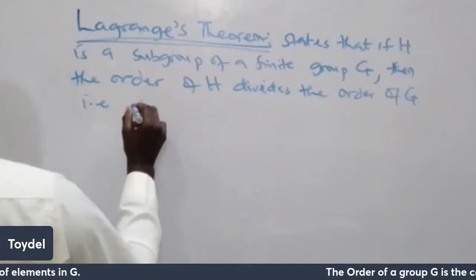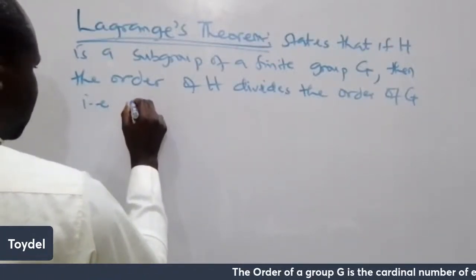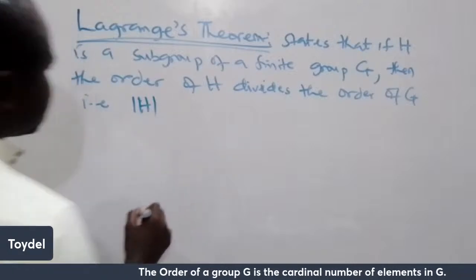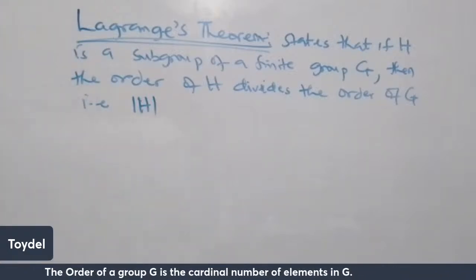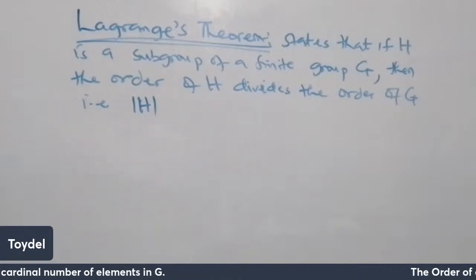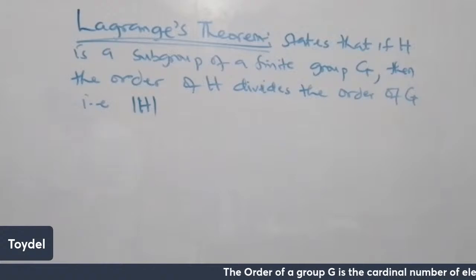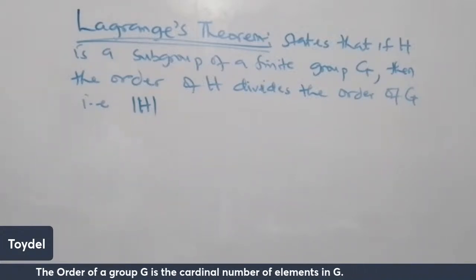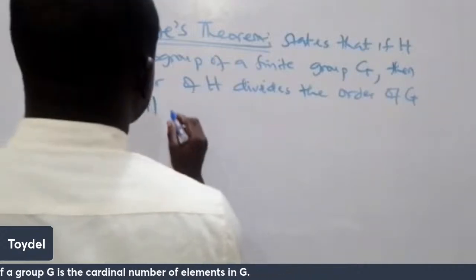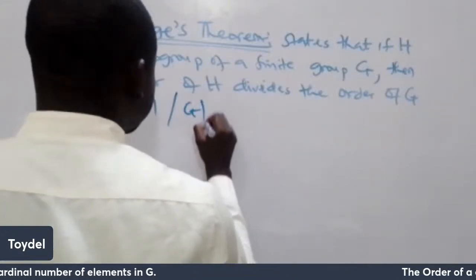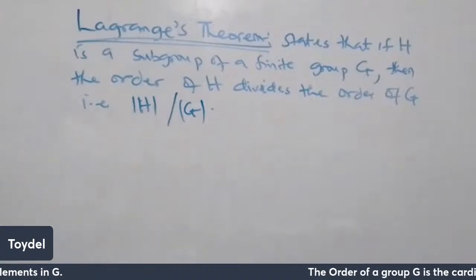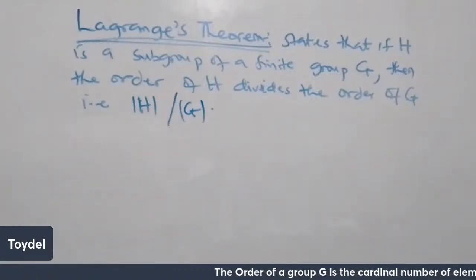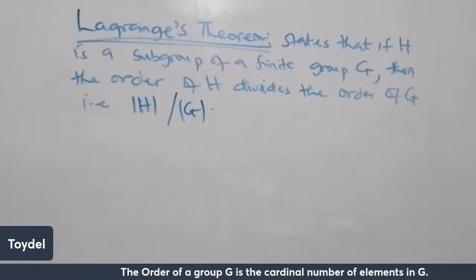That is the order of H. Okay, that is how we look at it. That's what we are saying: the order of H divides the order of G. That's what we have. So please, let's look at that theorem very well. It has to do with group and subgroup.